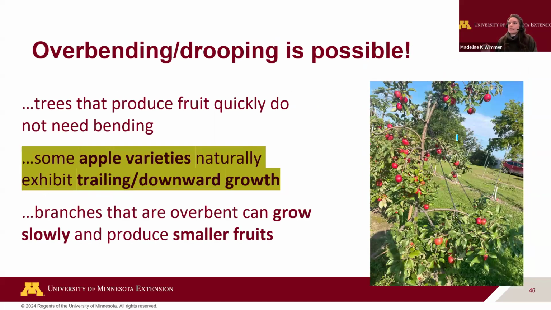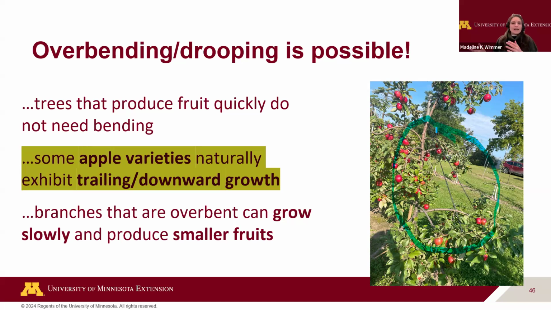But over drooping is possible. So here's a great picture of a tree where we're now trying to do something to prevent it from over drooping. It actually has a chain tied on it to the trunk to try to lift it up. We're not even trying to pull it down at this point. And one variety that I know of that has more of a trailing growth habit is Snow Sweet.